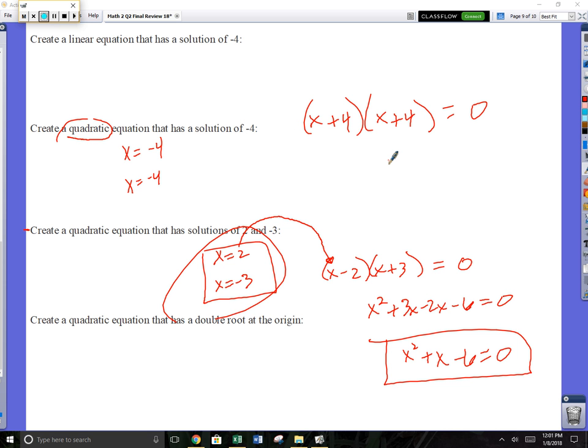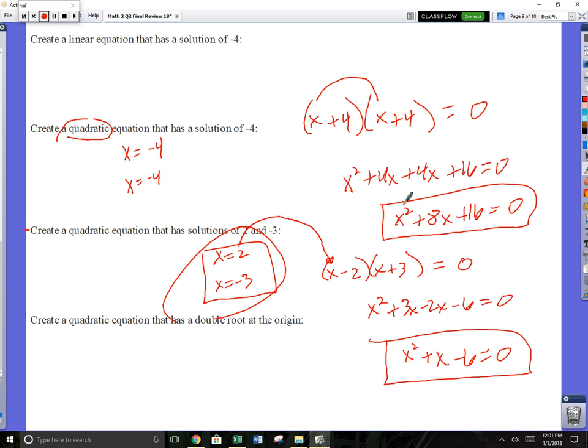Alright, back to the math. So here we go. A double root of -4. That means it's going to be this. X squared plus 4x plus 4. It's a perfect square. All your perfect squares are going to be double roots. X squared plus 4x plus 4x plus 16 is 0. X squared plus 8x plus 16 is 0. This equation will give you a double root at -4.